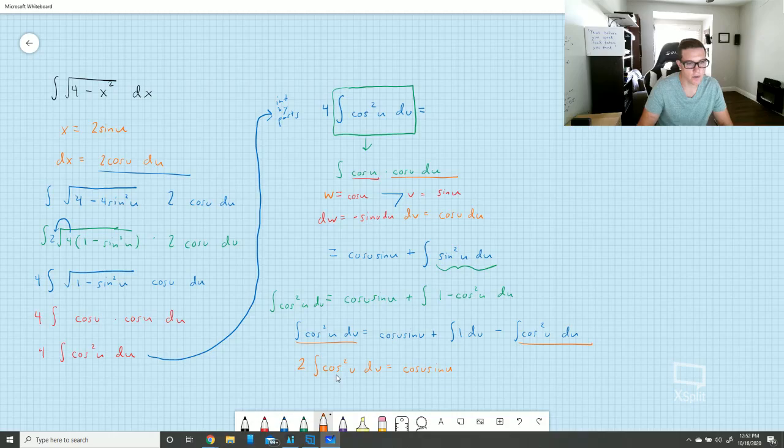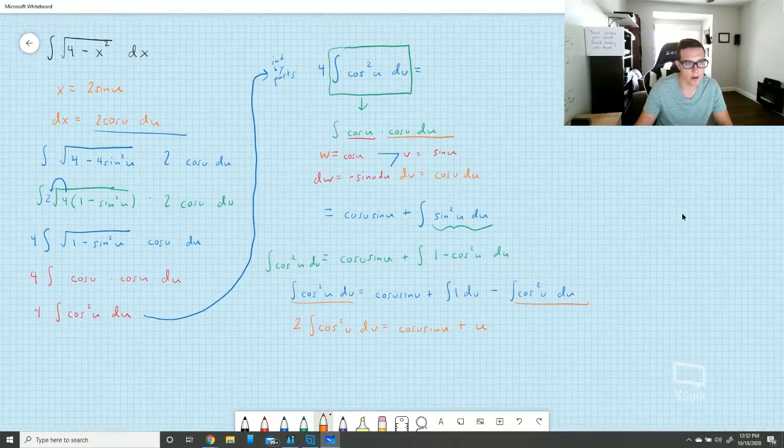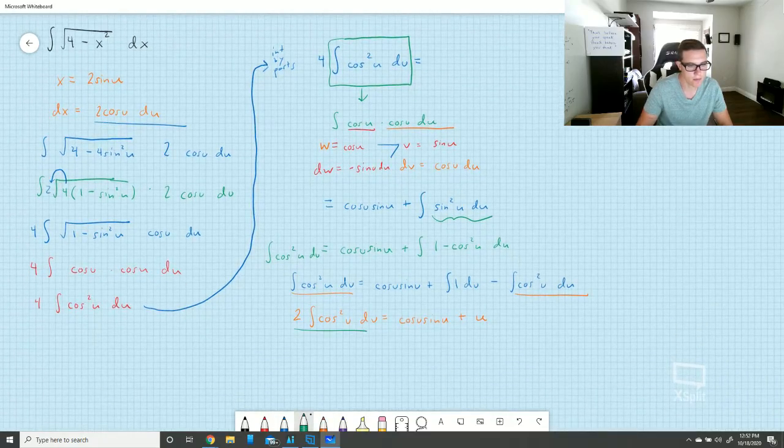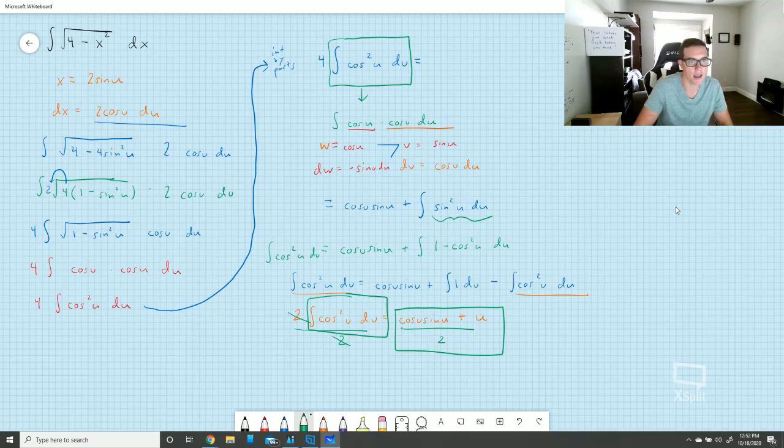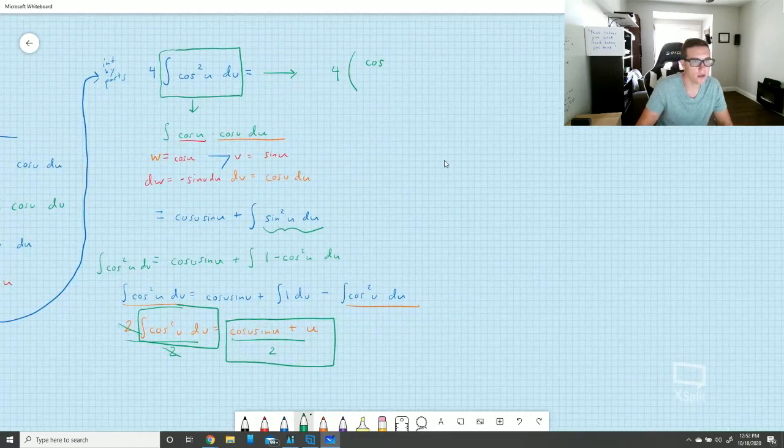And I'm going to take the antiderivative of 1 with respect to u, which is u. And then I'm going to divide by 2. So look what I have. That green box that I was looking for up there equals this. So I am going to substitute that in right here. I'm running out of room, so I'm going to scoot over a little bit. Substitute it in over here. Cosine u sine u plus u divided by 2. And we have gotten to this point.